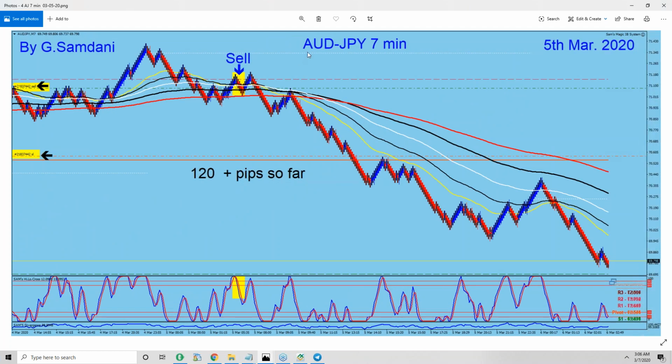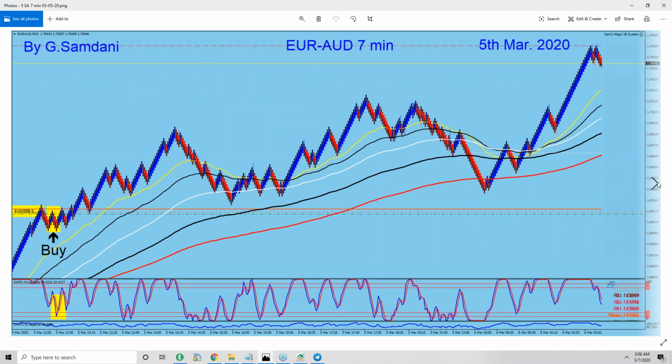On the 5th, this is Aussie Yen, a beautiful entry, and you know that yen was getting stronger and stronger in the last week, and even the week before the last week was all yen pairs going down. This is a 120 pip trade on Aussie Yen. Aussie was getting weaker, that's why.